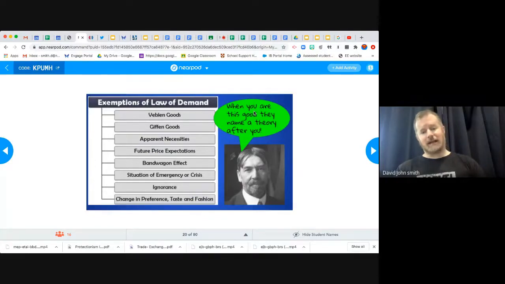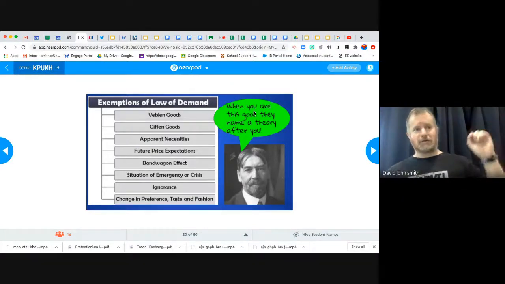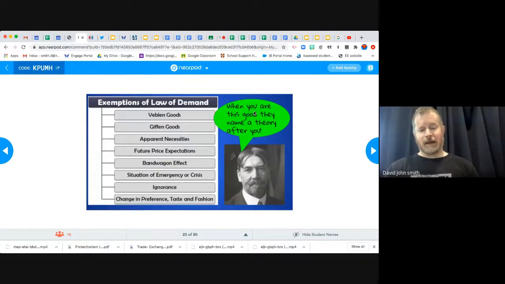Ignorance, this is coming back again to behavioral economics because we're now talking about the lack of information. Consumers using their cognitive biases, their heuristics, etc., don't know everything. So even though the law of demand says this is how they should behave, they may not behave that way because they simply don't know any better. And that last one, the change in preferences, tastes, fashions, when they change, it's not necessarily going to matter what the price is of that particular good. Everybody decides they don't like the good, they're not going to buy it. It doesn't matter that the price has fallen.